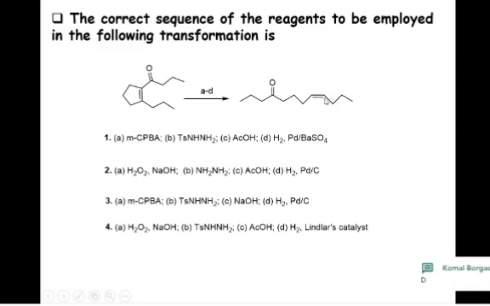Ketone and alkene is given, and that alkene olefin is in the form of Z. Z olefin is there. And see the number of carbons present in the starting material and the number of carbons present in the product. Over here, 1, 2, 3, 4, 5, 6, 7, 8, 9, 10, 11, 12 carbons are there. Here also, 12 carbons are there. Okay, total 12 carbons are there.